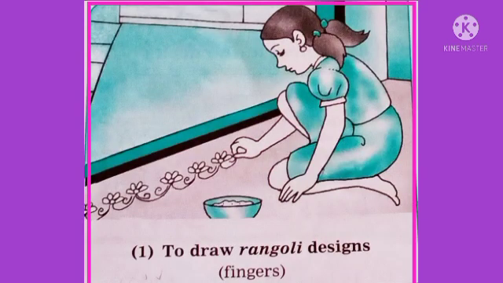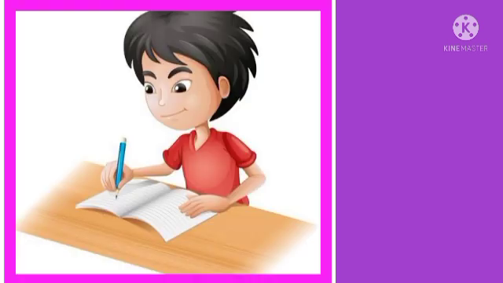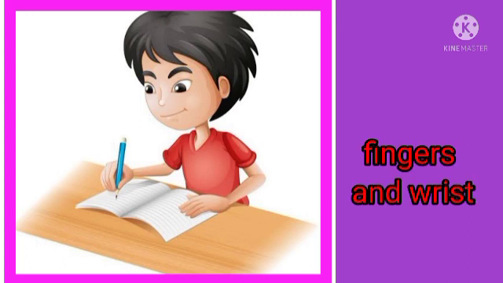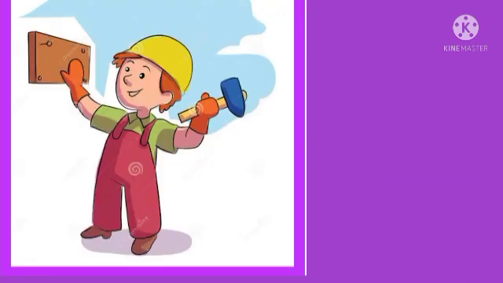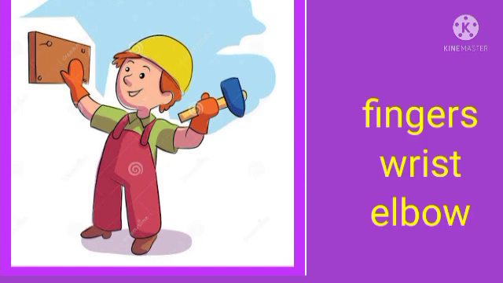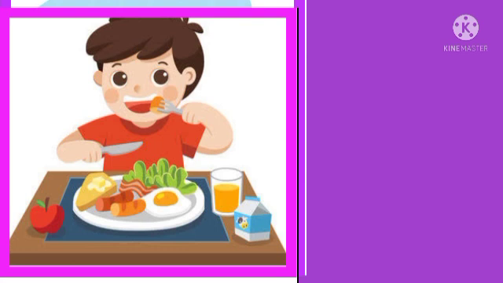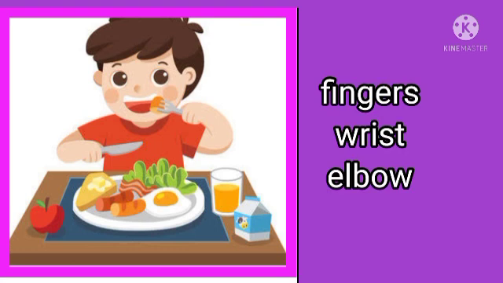The girl is drawing the rangoli. So which parts of the hands are used? Fingers. Next, to write, fingers and wrist. Yes or no? When you are writing, which part of the hand is used? Your fingers and the wrist. Next, to hammer a nail in the wall, fingers, wrist and elbow. You can see in the picture here. Fourth, to eat food, fingers, wrist and elbow.